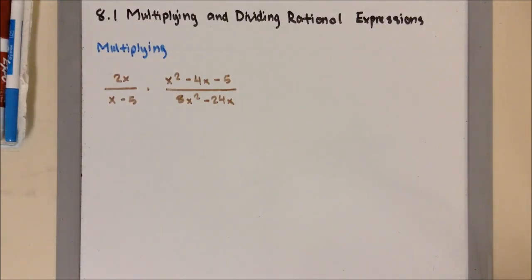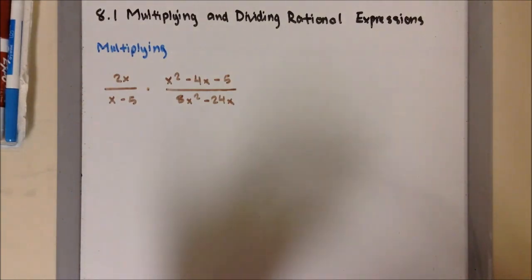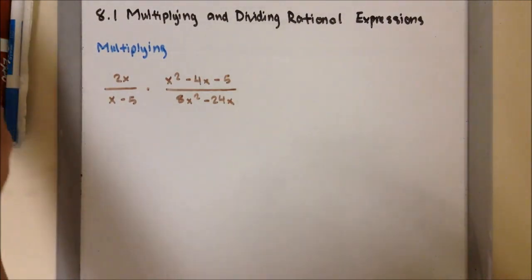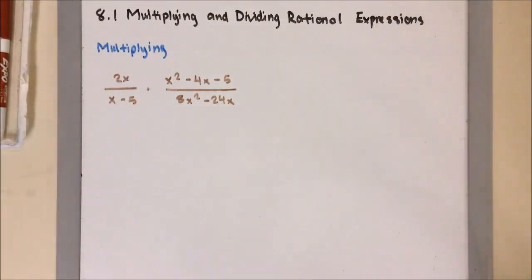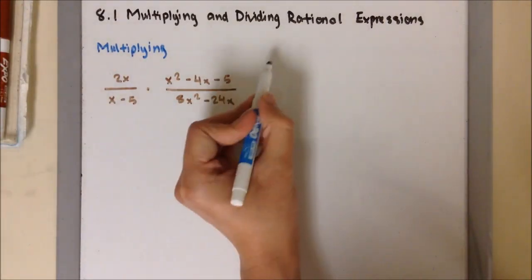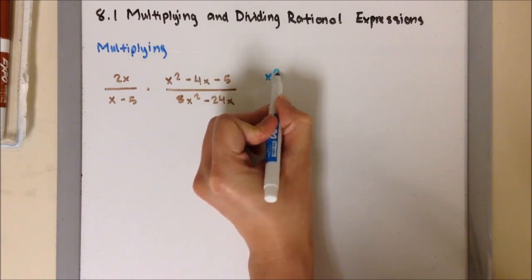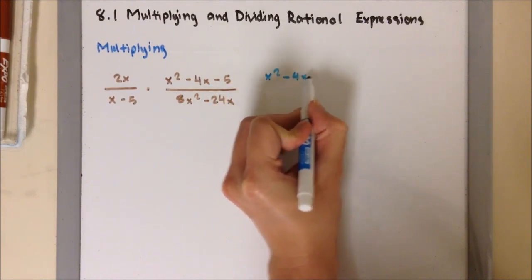So let's take a look at the second fraction. In the numerator, we have x squared minus 4x minus 5, while we have 8x squared minus 24x in the denominator. So that means we're going to have to factor both parts. And what I mean by factor is all the techniques that were covered in the previous section. So let's look at it part by part. I'm going to look at the numerator first: x squared minus 4x minus 5.